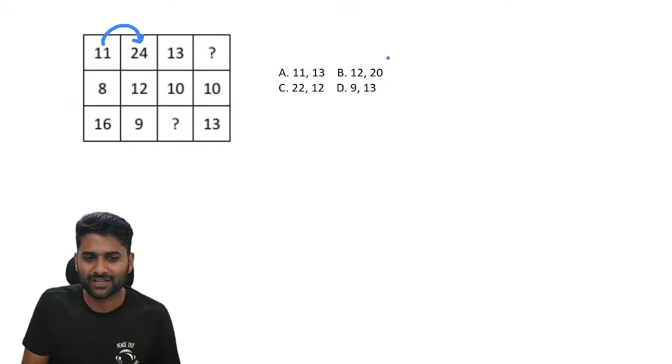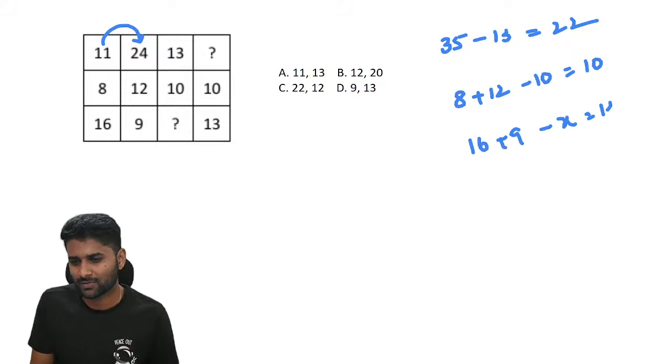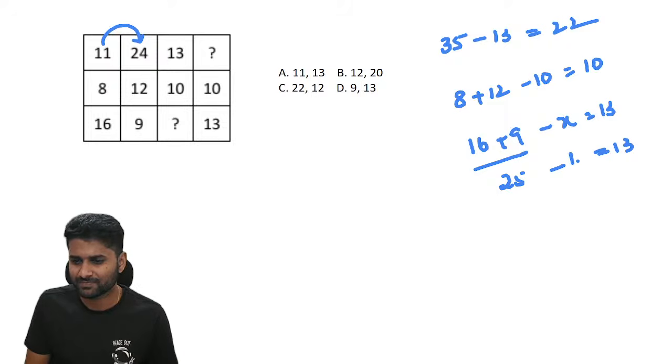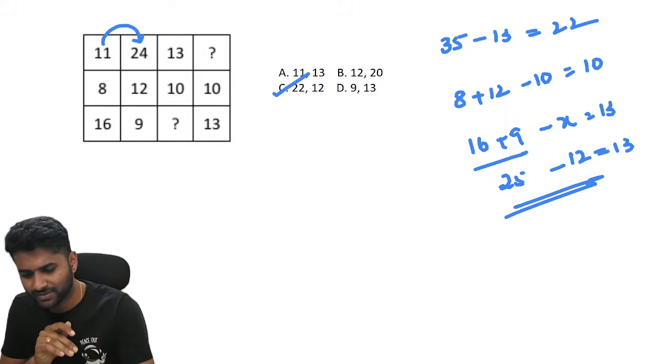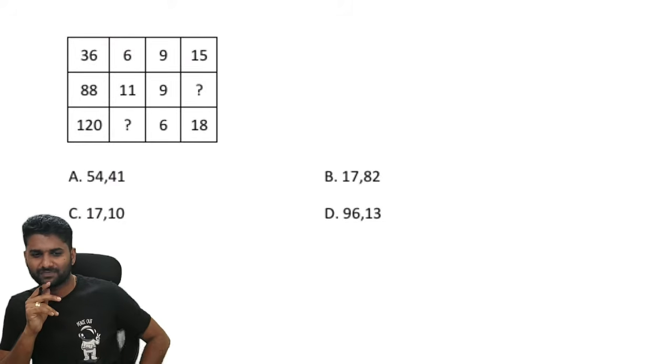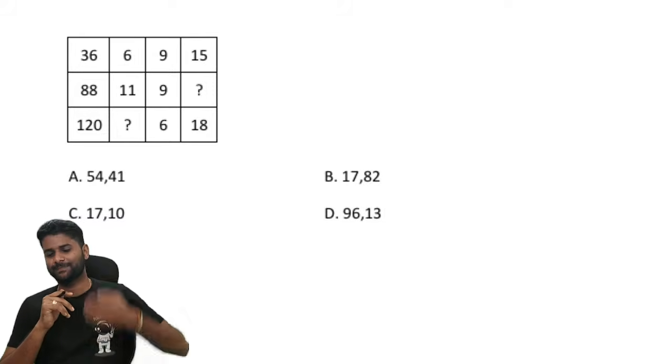So 11 plus 24. The sum of those two numbers is 35. Minus 13 is equal to 22. Now 8 plus 12 is 20. Minus 10 is equal to 10. Again 16 plus 9 minus x is equal to 13, right? So this is 25. Minus how much? Then it becomes 13. So definitely the answer is 12. So the answer is 22 and 12. Very good. Very good, Nana. Next, move to the next question: 36, 6, 9, 15, 88, 11, 9, dash, 120, dash, 6, 18.